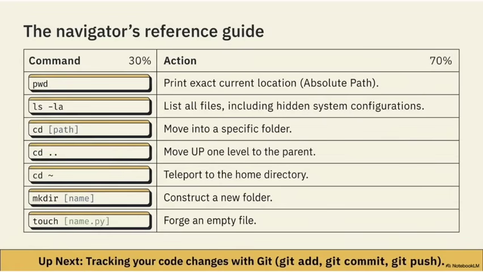This reference guide is your complete cheat sheet for all 5 commands. Keep it handy until the workflow is automatic. pwd prints your exact current location as an absolute path. ls -la lists all files, including hidden ones, with full detail. cd path moves into a specific folder. cd .. moves up 1 level to the parent. cd tilde teleports you home from anywhere.